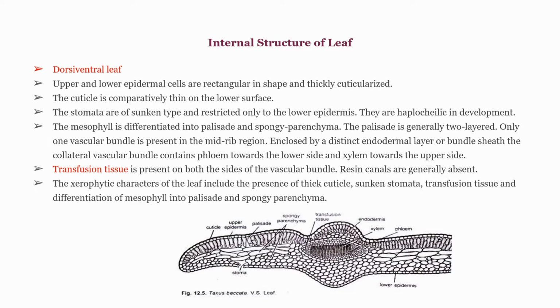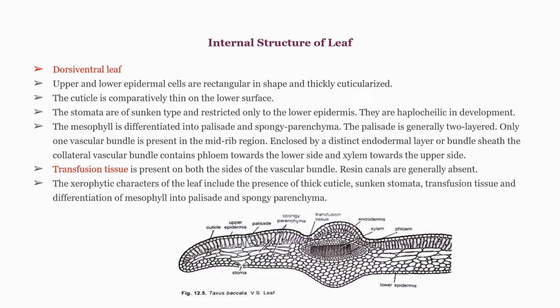Looking into the internal structure of the leaf, the leaf of the Taxus is dorsiventral. The upper and lower epidermal cells are rectangular in shape and thickly cuticularized. The cuticle is comparatively thin on the lower surface. The stomata are of sunken type and restricted only to the lower epidermis. They are haplocheilic in development.